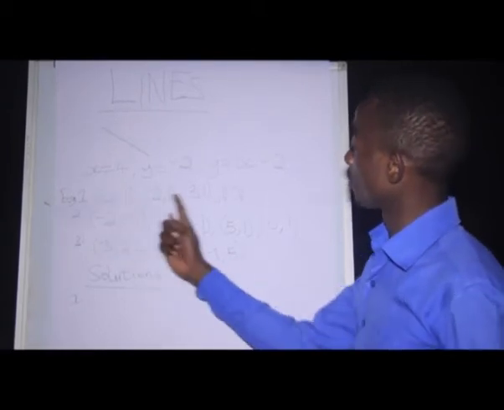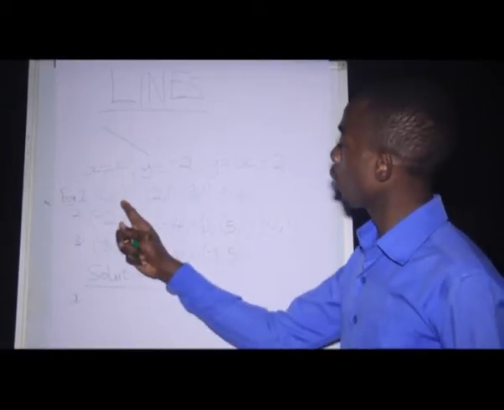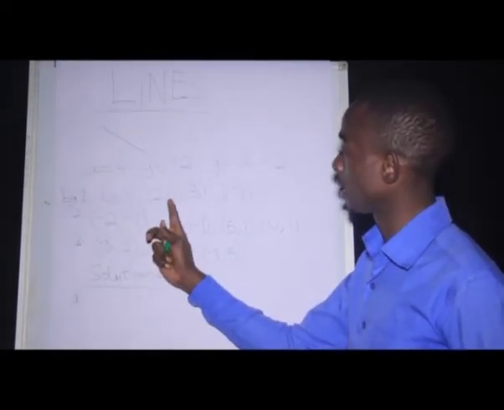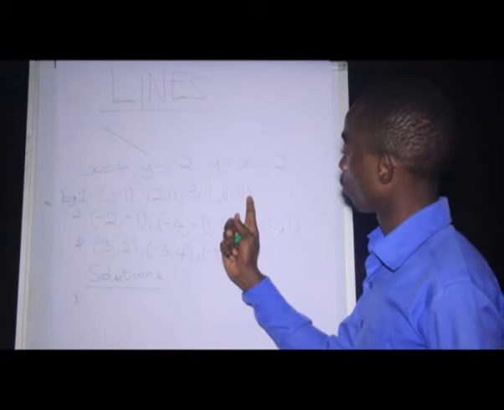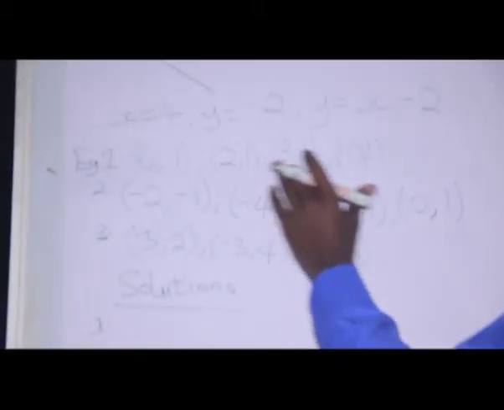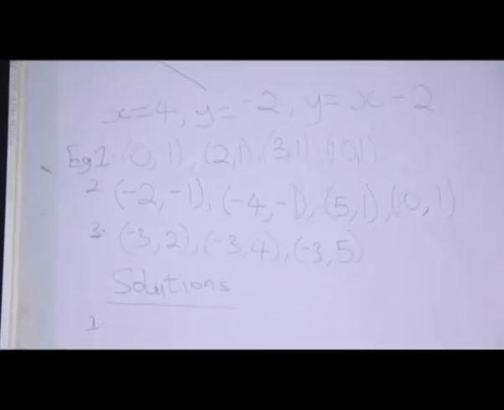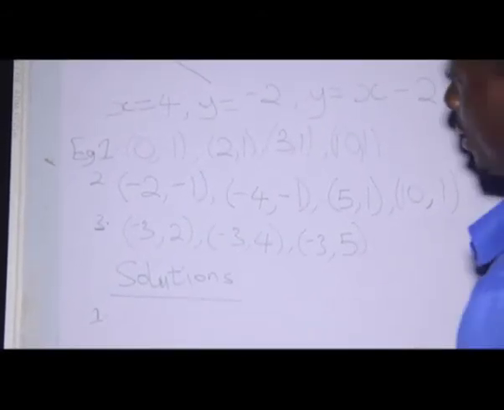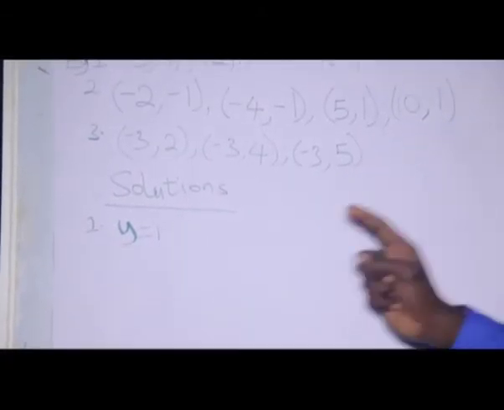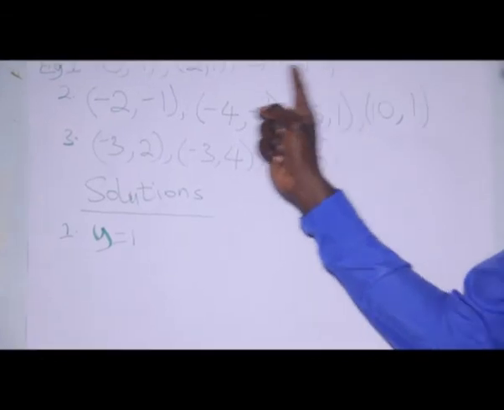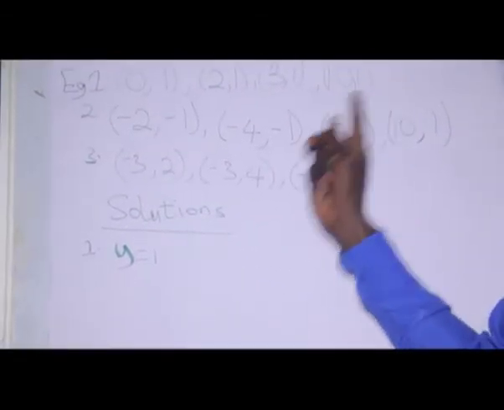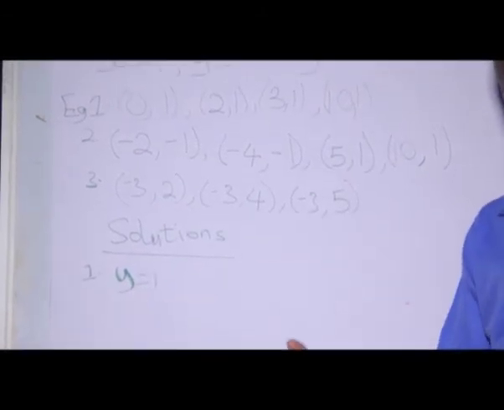When you observe this, you realize that all the y-coordinates in this case are 1. I have a 1 as my y here, 1 as my y, 1 as my y, 1 as my y. So when you find that all the y coordinates are the same, my line in that case is simply going to be y is equal to 1, because all the y coordinates in these points are 1. So the equation of the line that joins all these points is y is equal to 1.